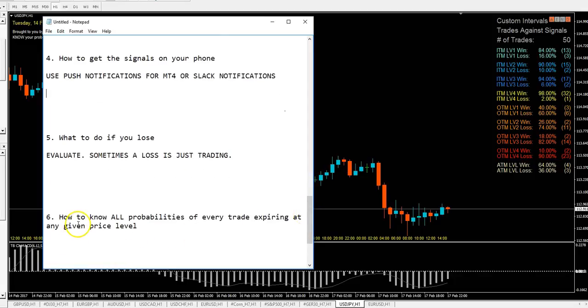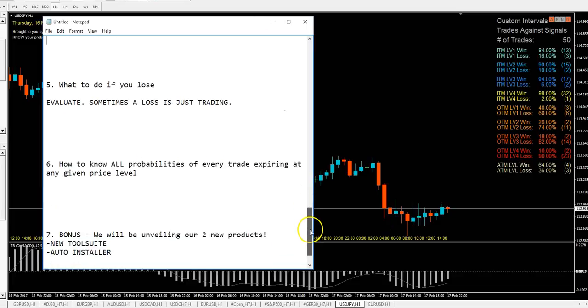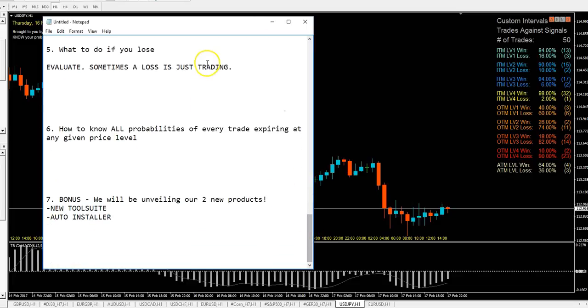Okay. We already went over this, how to know all probabilities of every trade expiring at any given price level. Does anybody have any questions on anything that we have talked about today, or that I have preached to you? We haven't really had much of a conversation, but if you have any questions before going on about how to trade the signals, now's the time to speak up.